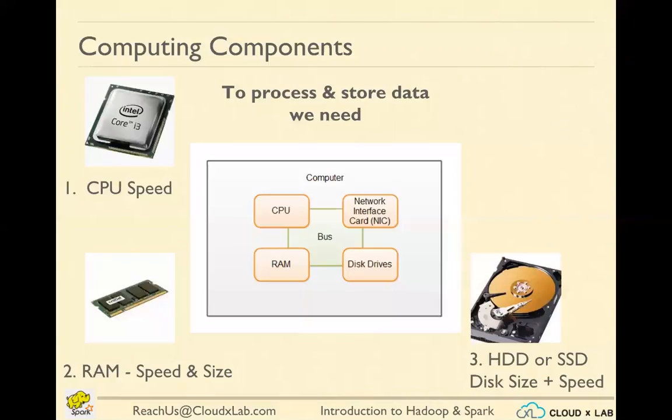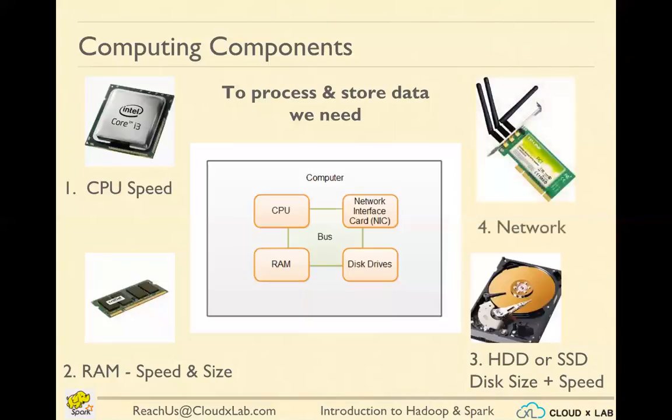Basically, the third component which keeps the data permanently unless deleted is called hard disk drive. There's an alternative these days called solid state drive, which is extremely fast but is very costly. Right? So to store the data permanently, we have two characteristics of the storage: how big it is and how fast it is.